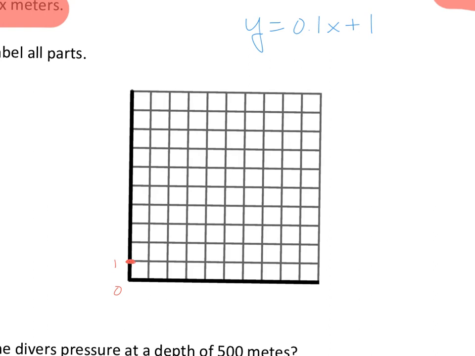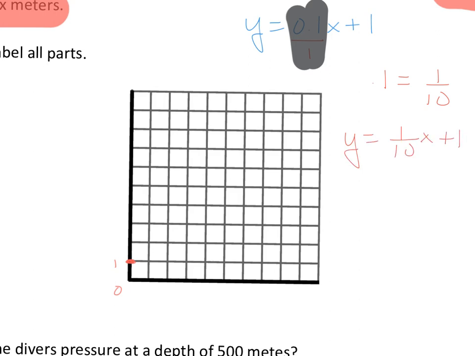Now, you have a couple options here. Your first option is that you can go up 0.1 and over 1. The problem is that's going to be really tricky to go up to 1.1, then 1.2, 1.3, okay? So what I recommend instead is, if you are able to write this guy as a fraction, I probably would go ahead and do that. If I think about 0.1, hopefully we would know that it's 1 over 10. So really I'm going to graph y equals 1/10 x plus 1.